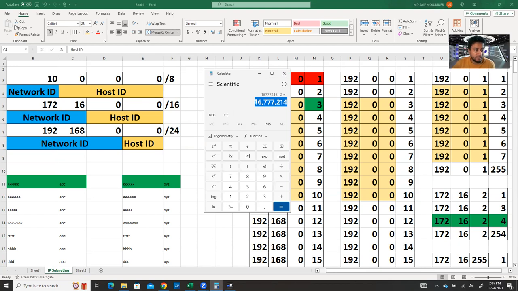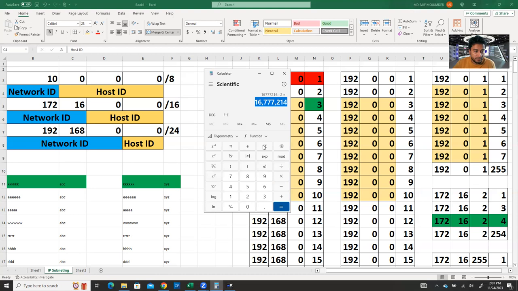So we don't have that many hosts anyway. It's a huge network, right? With one network, you will be able to create this. All right.